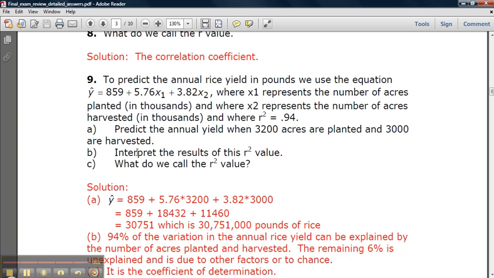Okay. Part B says interpret the results of this R squared value. Remember, R squared is the coefficient of determination, and this simply means that 94% of the variation in the dependent variable can be explained by this model. And this is the end of part 1, and we'll pause to go to part 2.